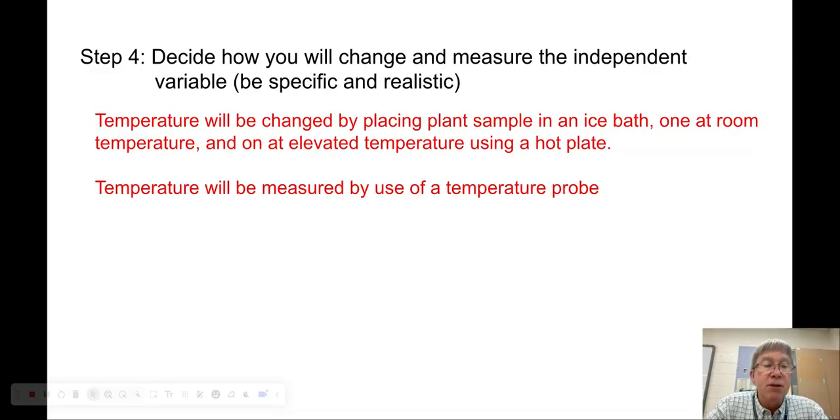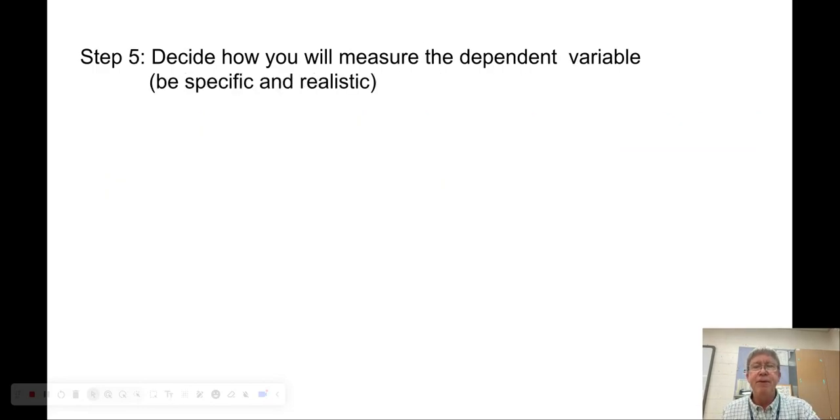And how am I going to measure temperature? Duh, I'm going to use a temperature probe. Well, maybe I shouldn't say duh. In this class we have access to computer software, so we have a thing called a temperature probe. You've probably used it, but you'll use it quite a bit this year.